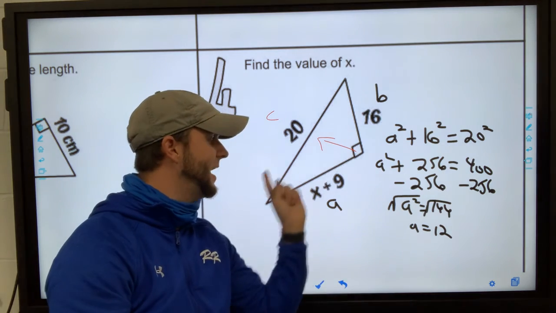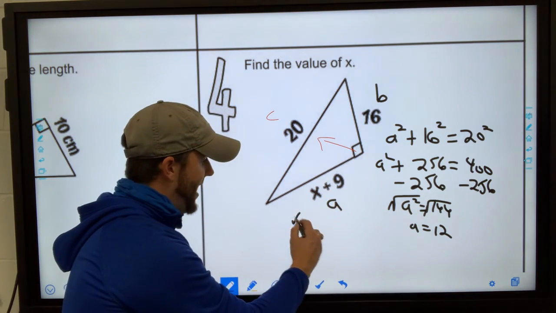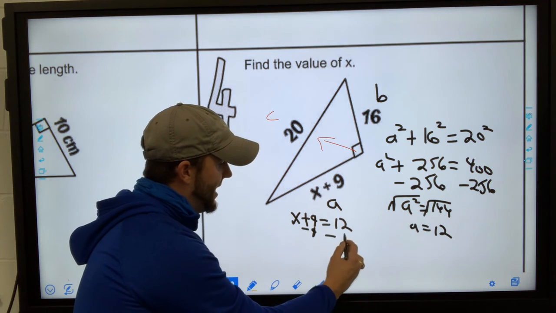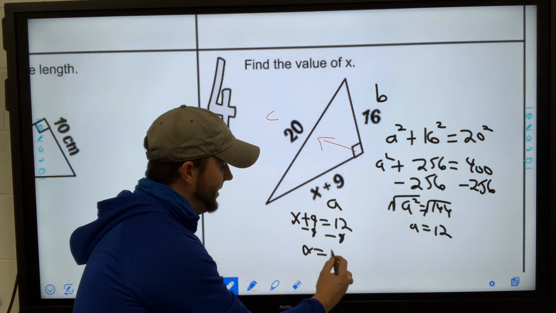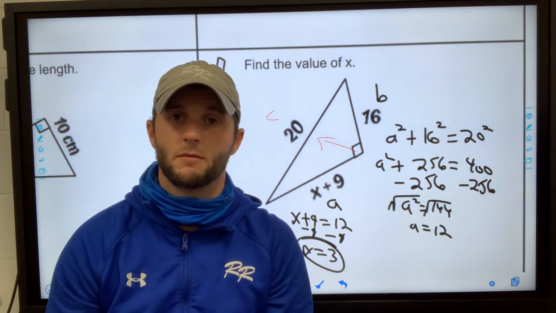So if the whole side is 12, I know this whole thing is going to be equal to 12. So x plus 9 is equal to 12. I'm going to subtract 9 on both sides, so x is going to be equal to 3. So your final value is going to give you 3, okay?